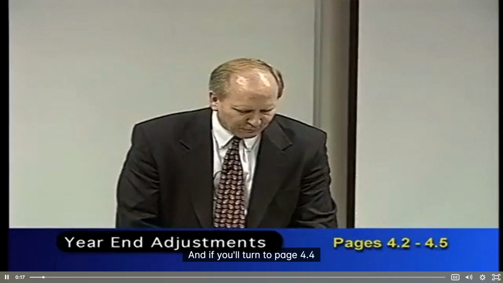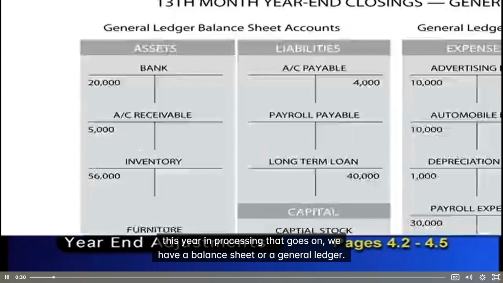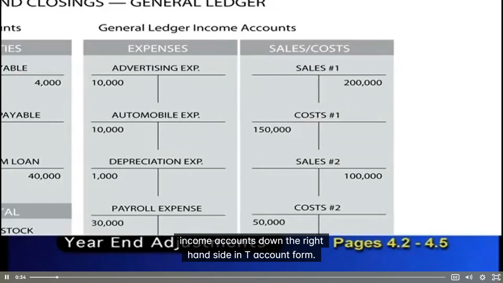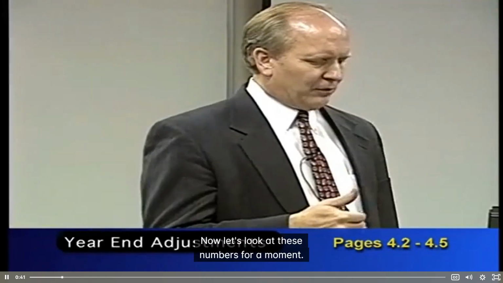And if you'll turn to page 4.4, let's discuss a company. And this is a no-name company. It's just to understand this year-end processing that goes on. We have a balance sheet or a general ledger. We've got the balance sheet accounts on the left-hand side. We've got the general ledger income accounts down the right-hand side in T account form. Okay? Now let's look at these numbers for a moment.